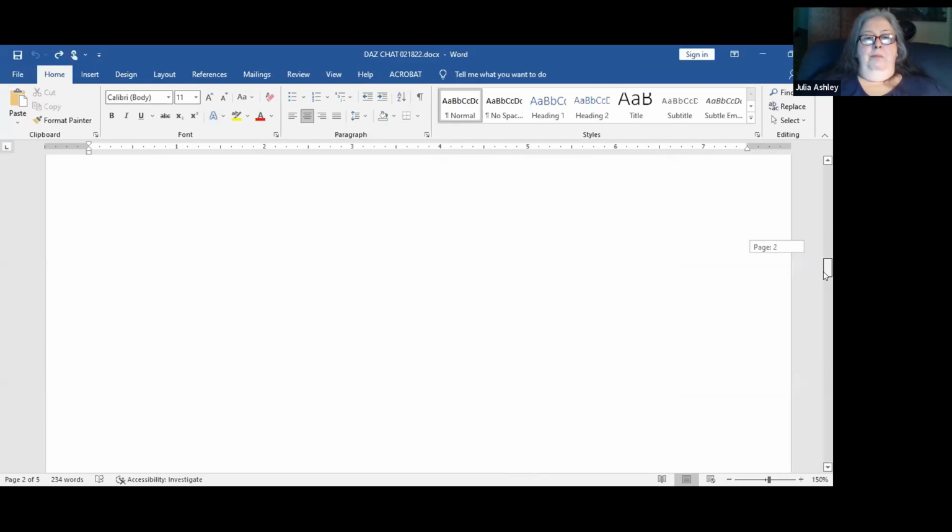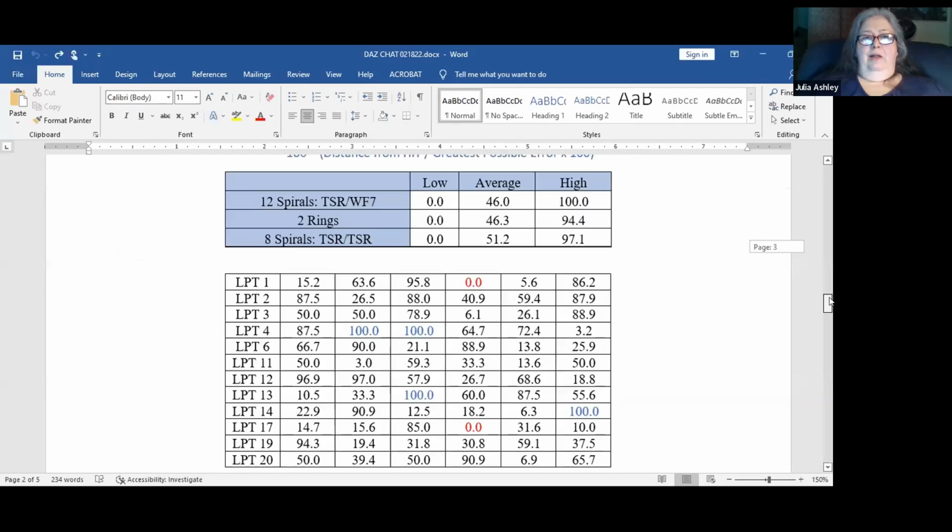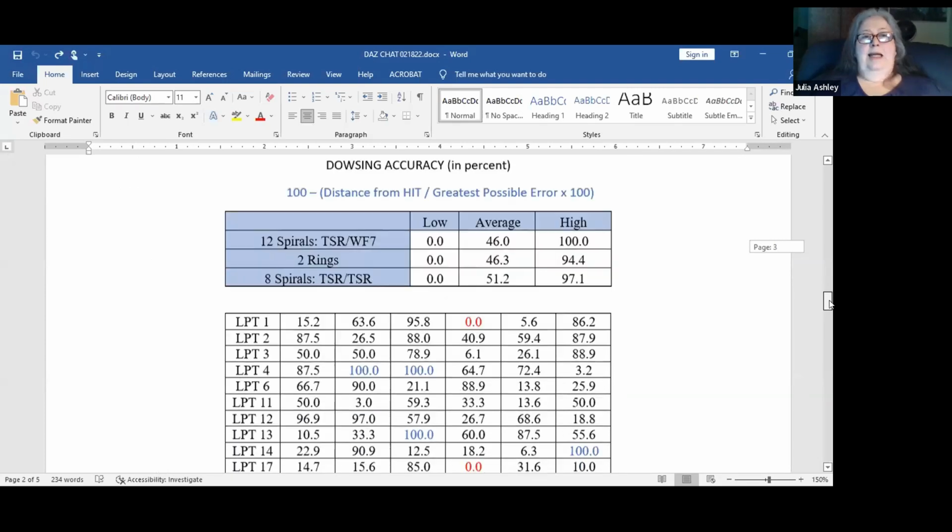So the other means of measurement that I wanted to go over quickly is dowsing accuracy. What I was taught in class was to take the distance from the hit. Like if it was, you know, on the map, if it was 100 miles, or let's just talk inches. You're using your ruler over a map on a sheet of paper. If I was off by an inch, you also have to consider what the largest possible error on that page is, which is some corner of the page.